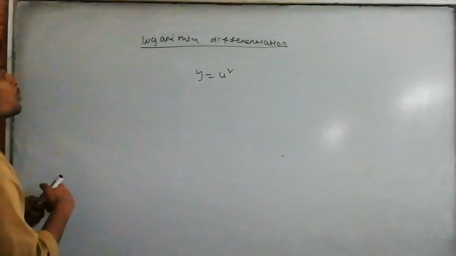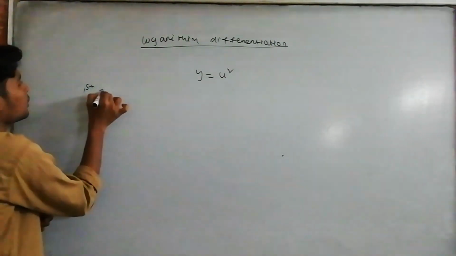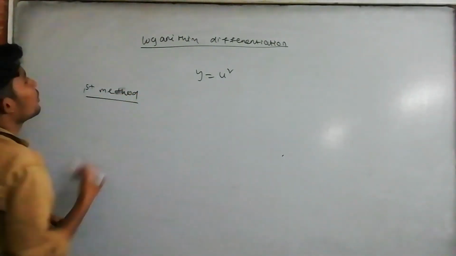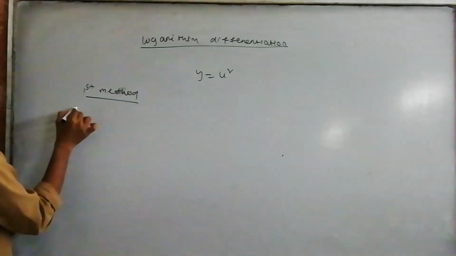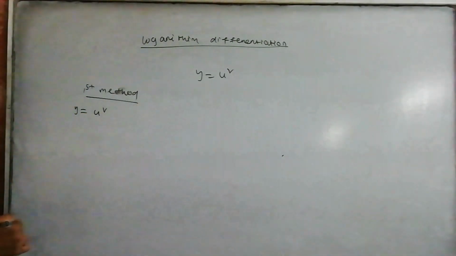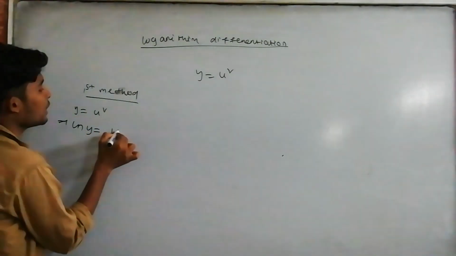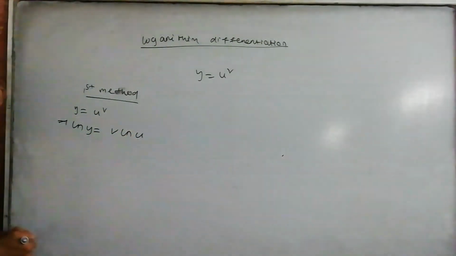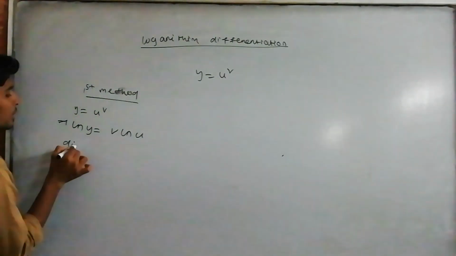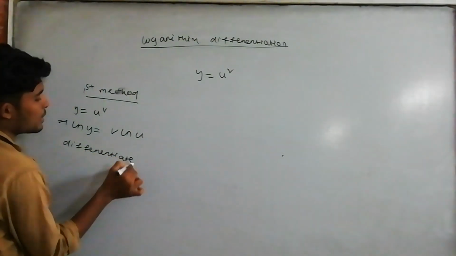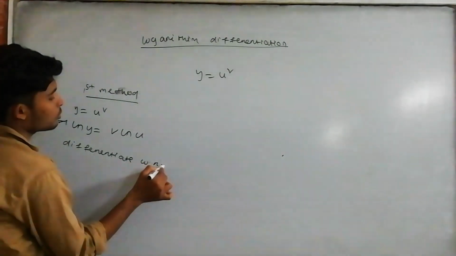Okay, the first method: if y is u to the power v, then taking logarithm on both sides, ln y is v ln u. This is the first formula. Then differentiate with respect to x.